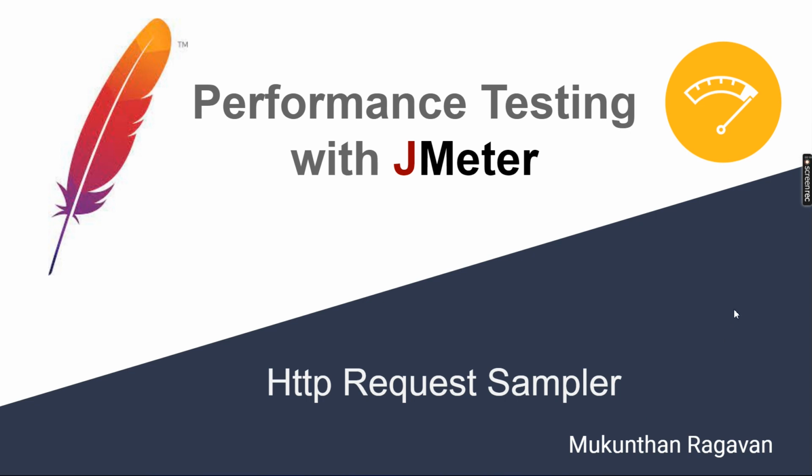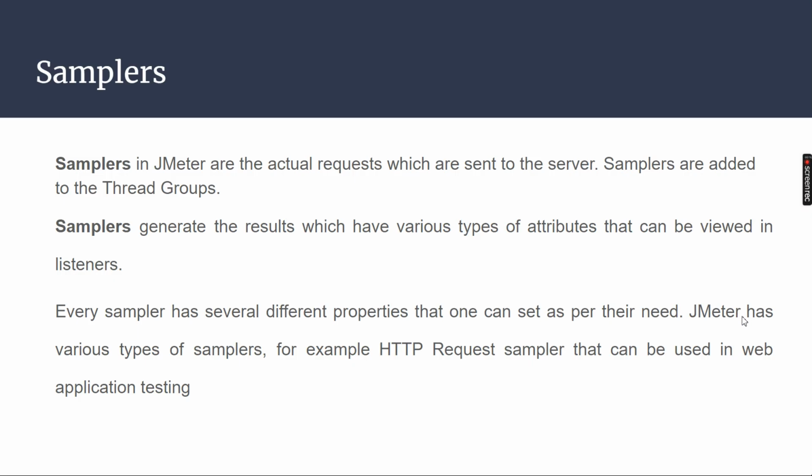What is a sampler? Samplers are the actual requests that will be sent to the server, and these samplers will be added under the thread groups. When you execute the entire JMX file or the performance test, these samplers will be executed based on the thread group configuration, such as your number of users and the number of iterations. When it generates the results, by using the listeners, we will be seeing the output inside the report.